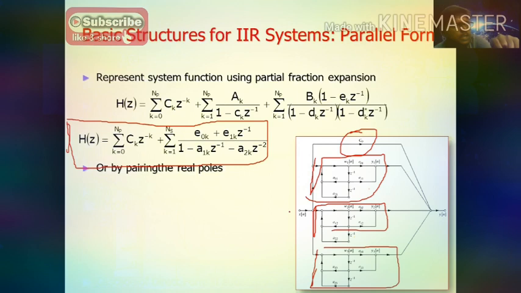Parallel means the input should be common for all the transfer functions. So x of n will be common for H1, H2, H3, and also for the constant multiplier. The output is collected by summing up the outputs of all the three system transfer functions, so here you add the adder element. Now this is your y of n. This is the way you have to realize your parallel form structure.